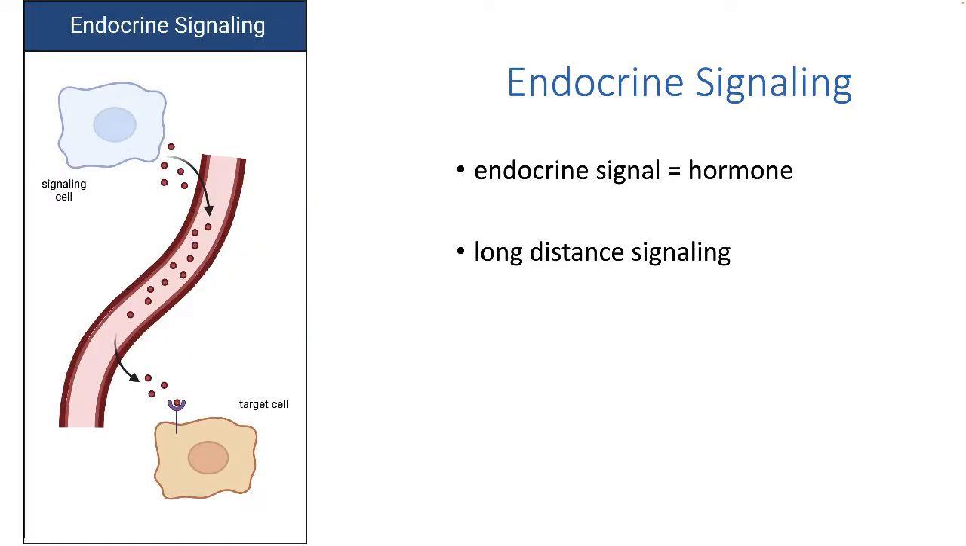Finally, endocrine signaling takes place over relatively long distances. Endocrine cells produce signaling molecules called hormones, which travel through the bloodstream and make their way to a distant target cell. Hormones aren't one particular type of molecule, they are simply another name for endocrine signals. Hormones include small modified amino acids, peptides, which are short chains of amino acids, proteins, steroids, which are lipids, eicosanoids, which are derived from fatty acids, and even gases such as nitric oxide and ethylene.